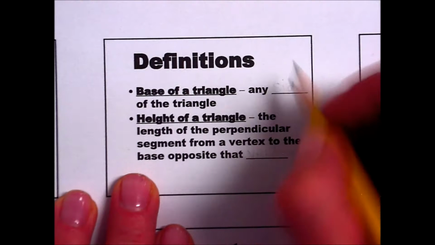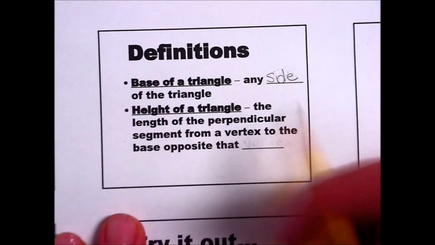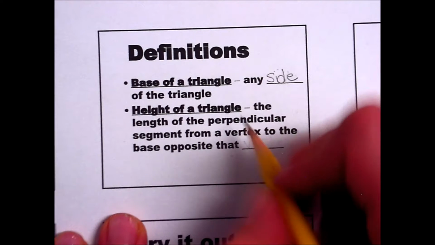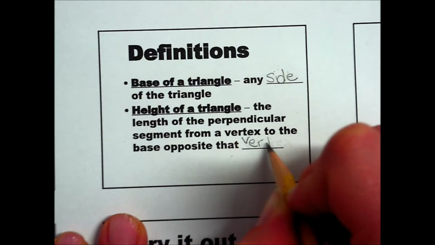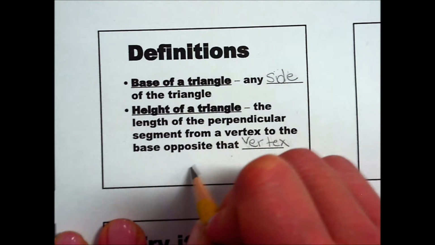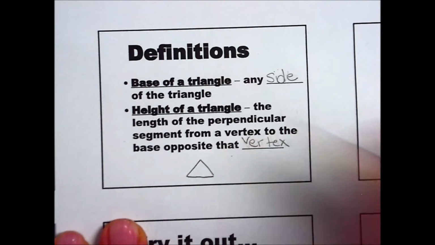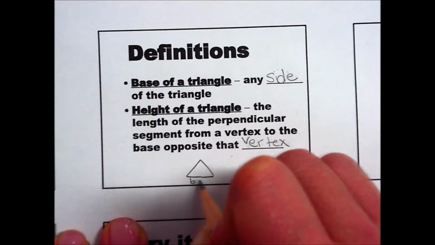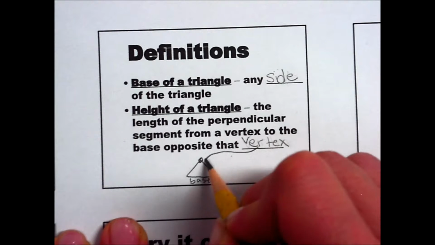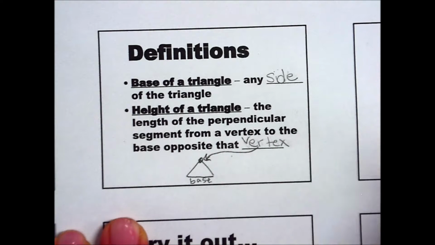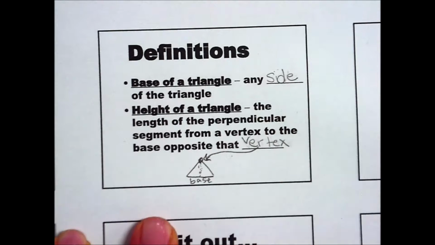The base of a triangle is any side of the triangle. And the height of the triangle is the length of the perpendicular segment from a vertex to the base opposite of that vertex. So if you'll remember, a vertex is the top of the triangle, sort of like the mountain peak. So if this was the base, then this would be the vertex. So then the height would go here from the base to the vertex.